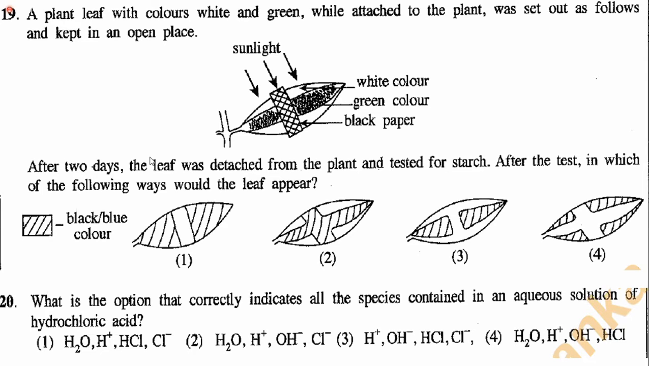What is an acid? Acids are chemical substances which dissociate into H plus and other ions. That means giving H plus ions in the aqueous solution.